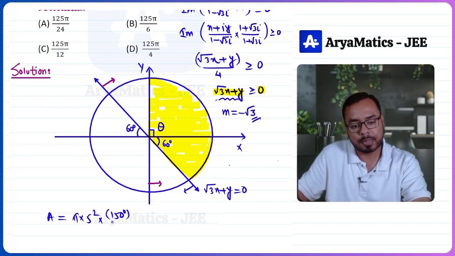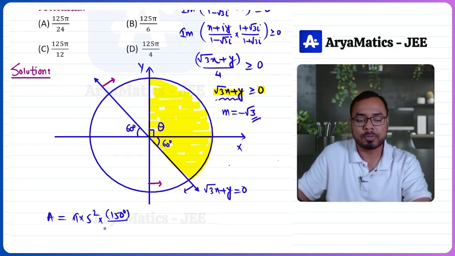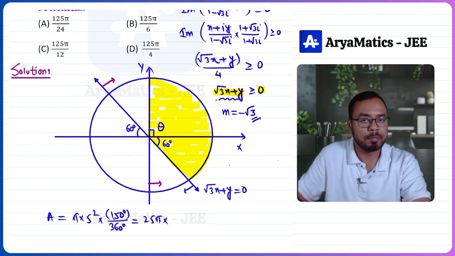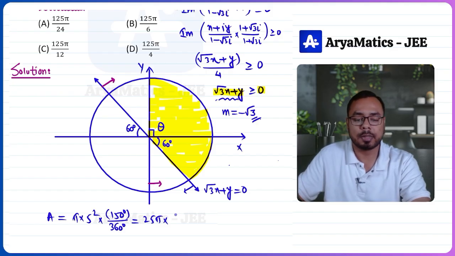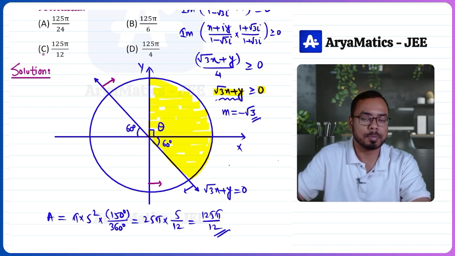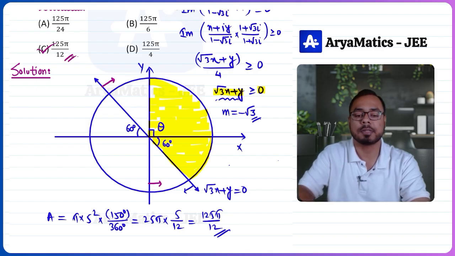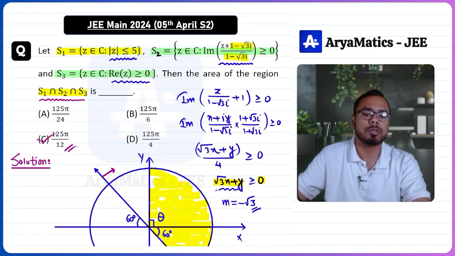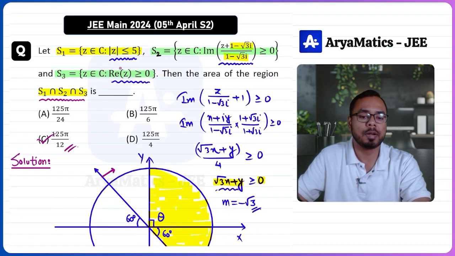Right? If I write in degree, then here the angle is 150 degree and total angle is 360 degree. So this will become 25 pi, and if we divide by 30, then this becomes 5 by 12. So finally this is 125 pi, this divided by 12. So that is option C, and therefore that will be the right answer for this problem. So in this problem, the important concept was to identify the different locus here.